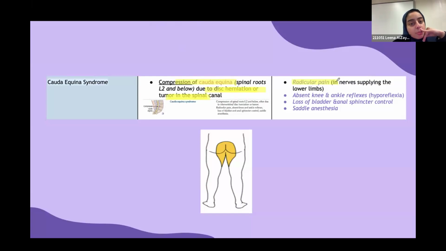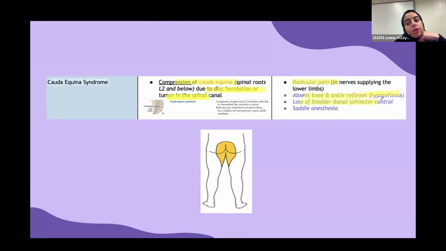And you would have radiating pain due to the nerves being compressed. So the lower limb would show pain because of the compression. You would have absent knee and ankle reflex and hyporeflexia because this is a lower motor neuron injury, because you're compressing the nerve itself. You're not compressing anything of the upper motor neuron.